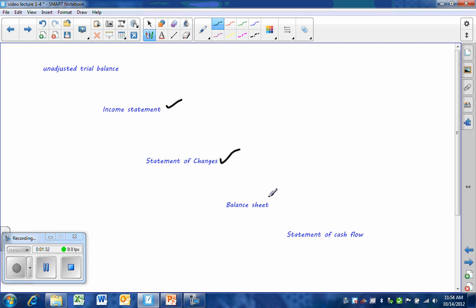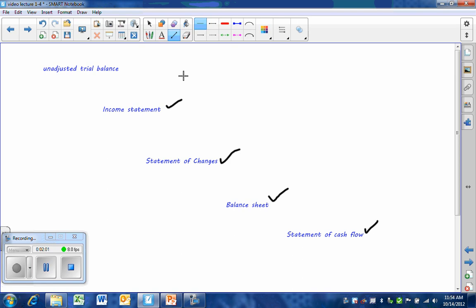Our third financial statement is the balance sheet. It gives the financial position of a company as of a certain date. And then we have our statement of cash flows, which categorizes the inflow and outflow of cash into 3 types of business activities.